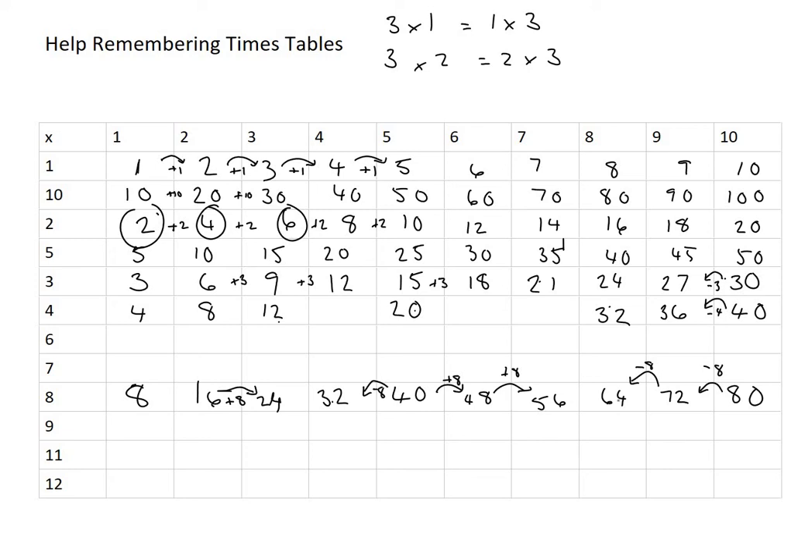And some of these you'll know, maybe you know 8 times 8 is 64, and then you can use that to help you work out all the other ones as well. So just by adding on 8s and taking away 8s, you can get all the times table.